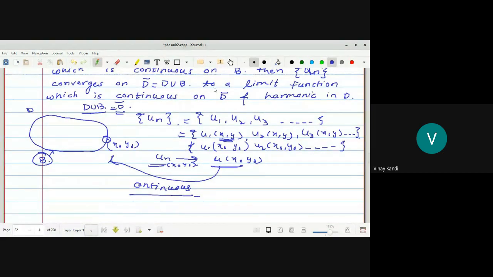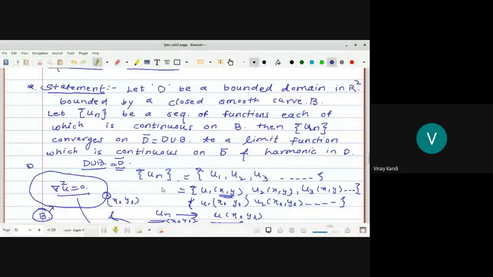Okay, so to a limit function which is continuous on D bar and harmonic in D. Harmonic in D means del square u is equal to 0. We have to prove that it satisfies these two conditions. Okay, for that I was telling you about uniform convergence, pointwise convergence, uniform.